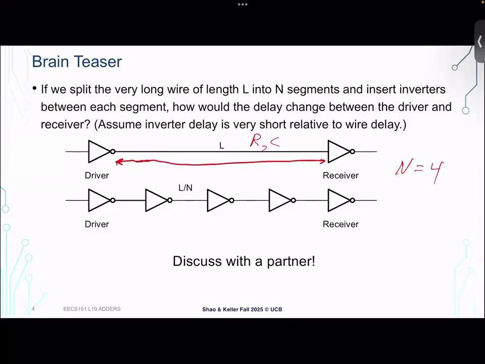So each segment would have resistance of R over 4 and C of C over 4, right? We've cut it up into 4 pieces. Any questions so far? I haven't said anything radical. I'm just saying that resistance and capacitance both scale with the length of the wire, right?